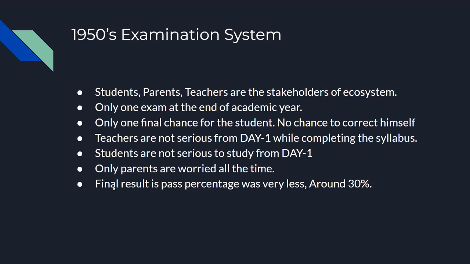The only person continuously worried here is the parents. They are continuously worried about the children, whether he may pass or fail, because there is only one chance, the final exam. If you fail, you have to sit in the same class. If you pass, you can move forward. So this was the process in the 1950s. Because of this one final exam, students are not serious and teachers are not serious.